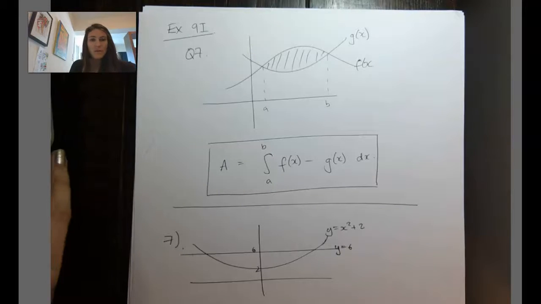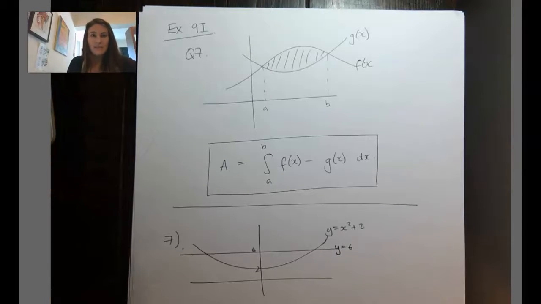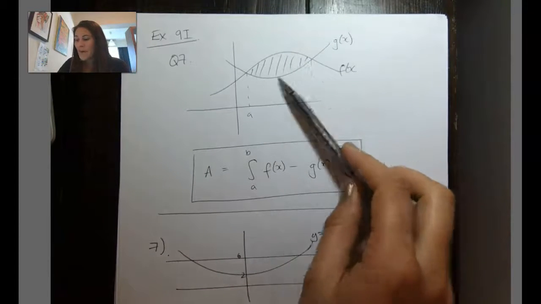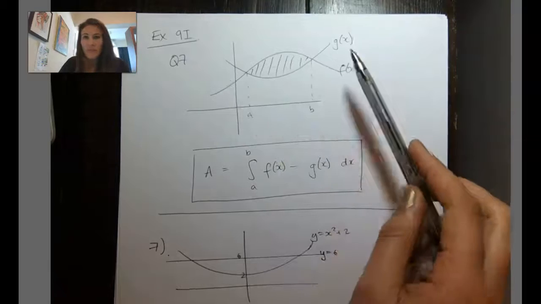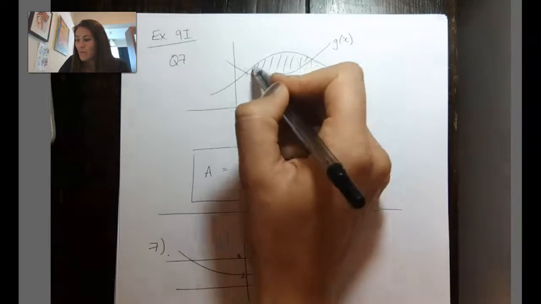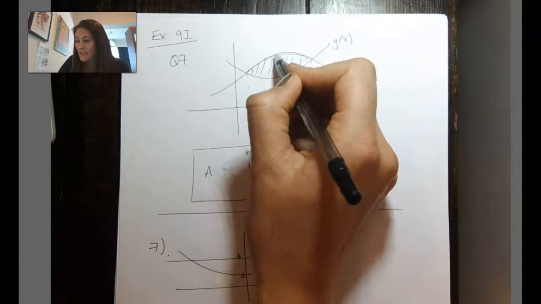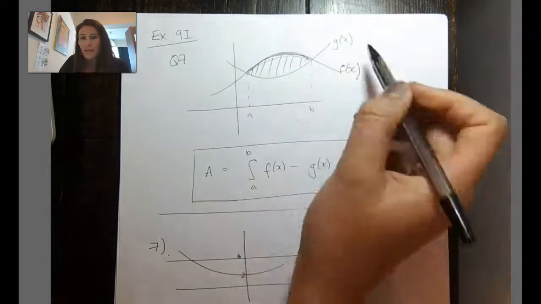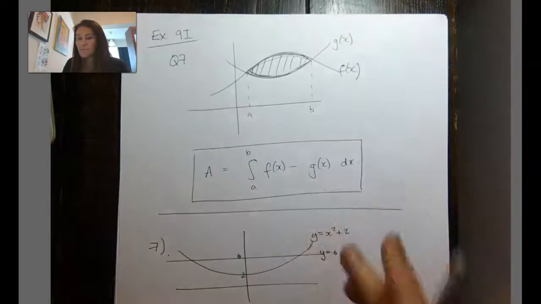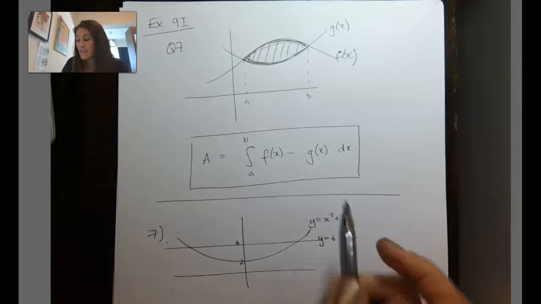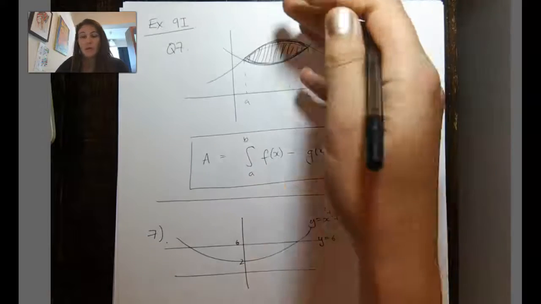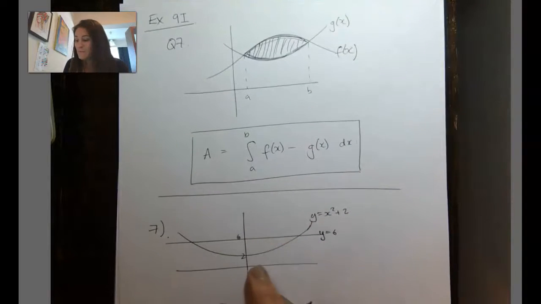Okay, I'm just going to talk you through question 7 from exercise 9I, which involves finding the area between two curves. So here we can see we've got f of x, which for the bit of the area that we are finding is on top. And then we've got g of x for the bit of enclosed area that we are finding is at the bottom. And the formula that you can use for this works no matter where this area is, whether it's above or below the axis, it doesn't matter.